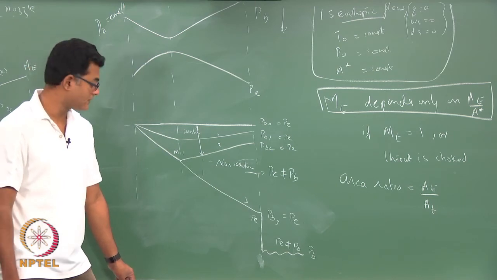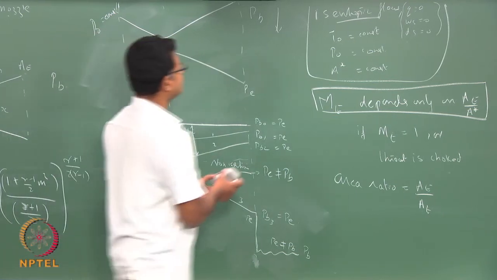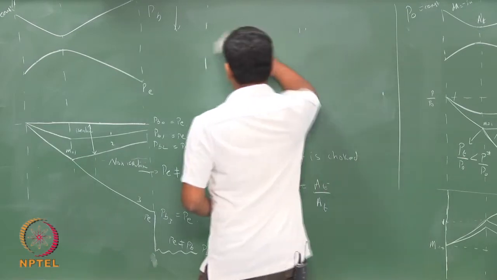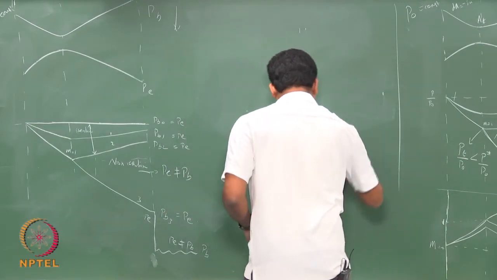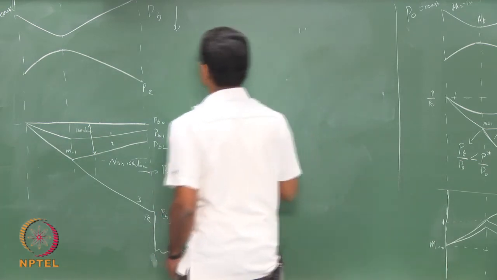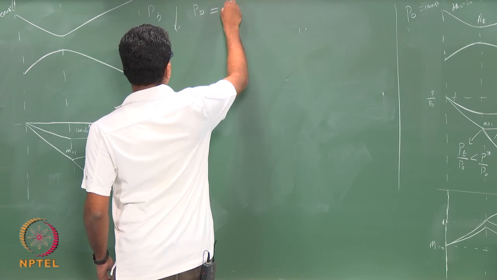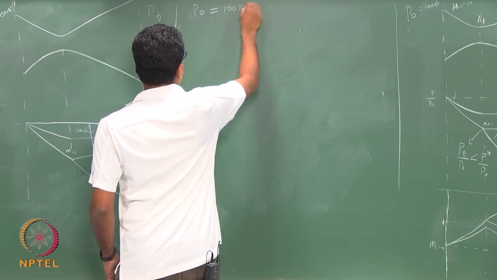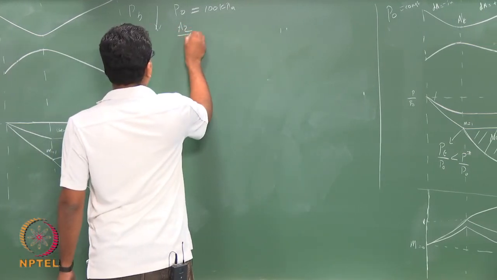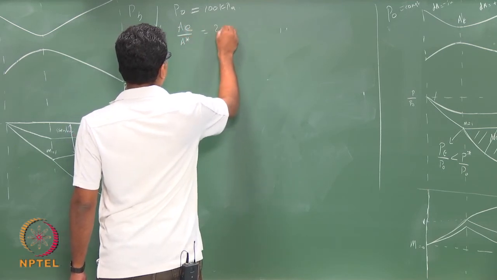Okay. Now, we will do the same thing that we have discussed with a small example, so that this would become clear. So, I have some P0, so let us take 100 kilopascal, and I have decided my A exit by A throat area ratio to be 2.5.